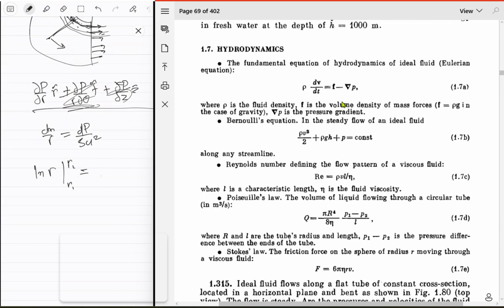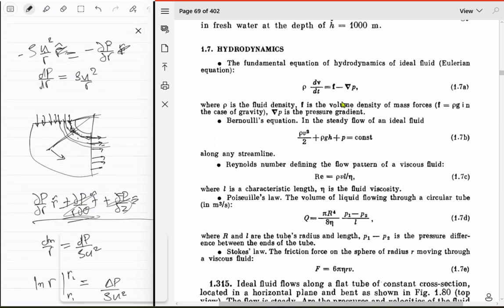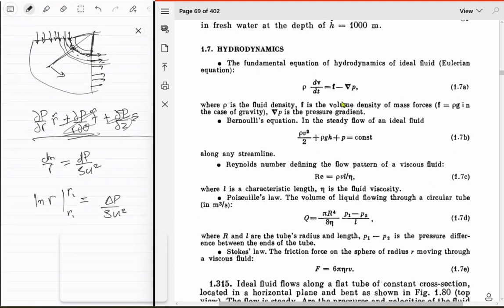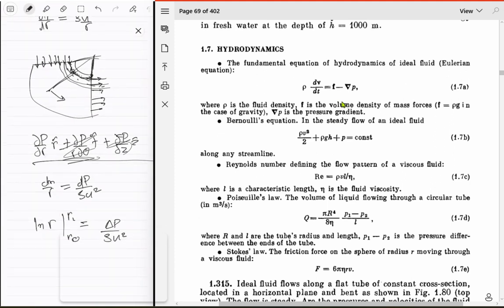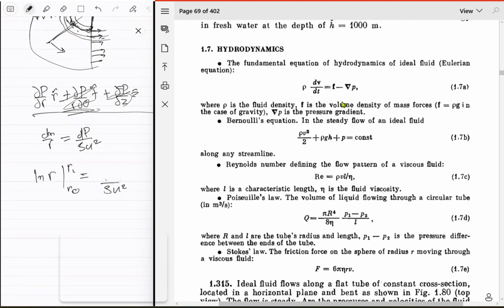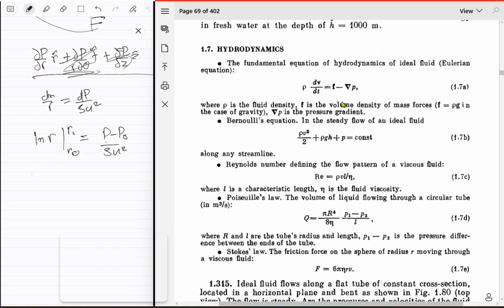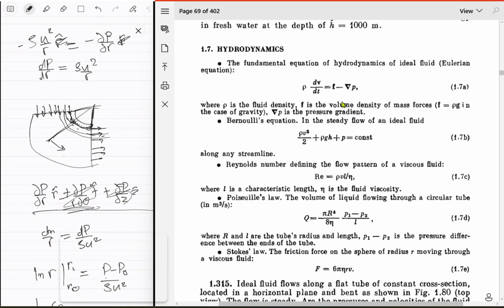So P2 minus P1, just call this thing delta P, upon rho u squared. If you're going from here, let's say R0, you have some pressure over there, call that P0. So what this means is the natural log of... I did it correctly, right? Of course, this pressure should be higher. As you increase your r, your pressure increases, because of course the acceleration is in this direction.